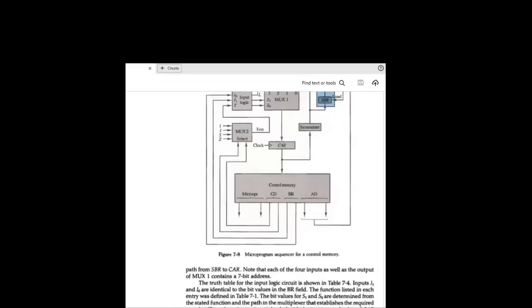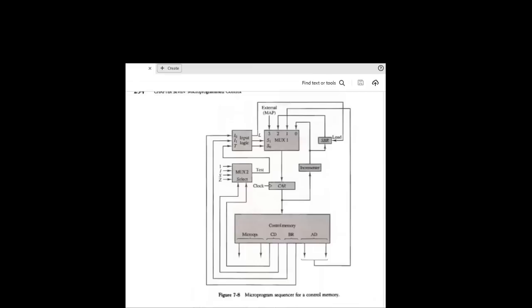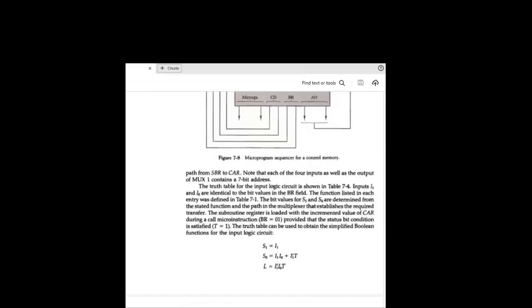1, 1. What was 1, 1? Mapping. Irrespective of the test condition, when 1, 1, select 1, 1 from the mux. In all these cases, your SBR should not be loaded. SBR is loaded only when call is taking place. So 1, 1 is 3. Whenever the value of I0, I1 is 1, 1, this particular external mapping should go inside the multiplexer and be transferred to CAR. So this is all about the internal architecture, the internal structure of a typical microprogram sequencer.